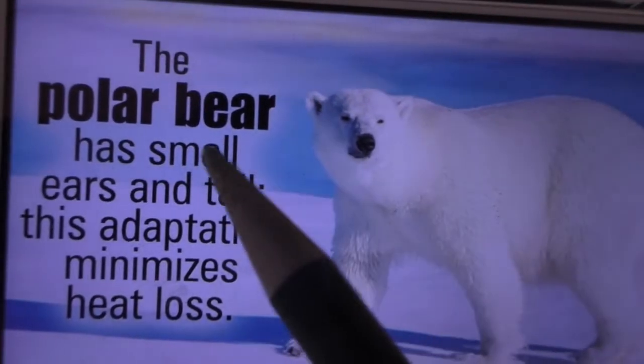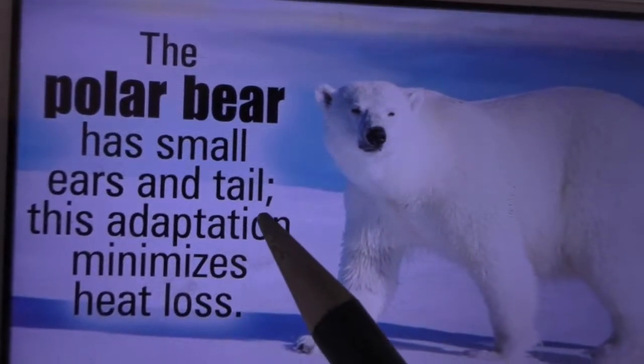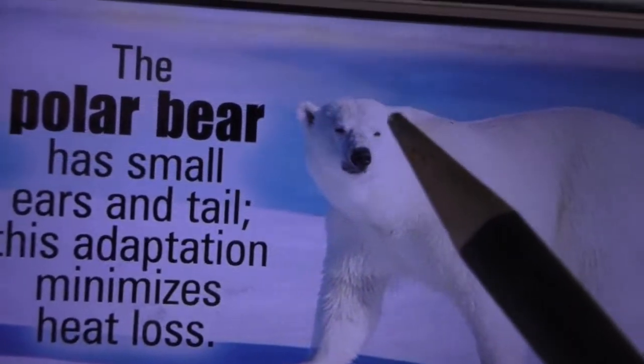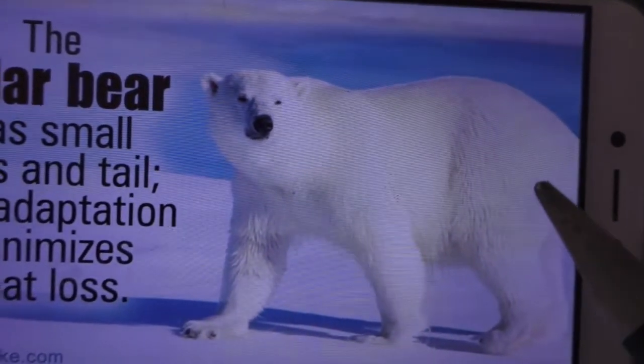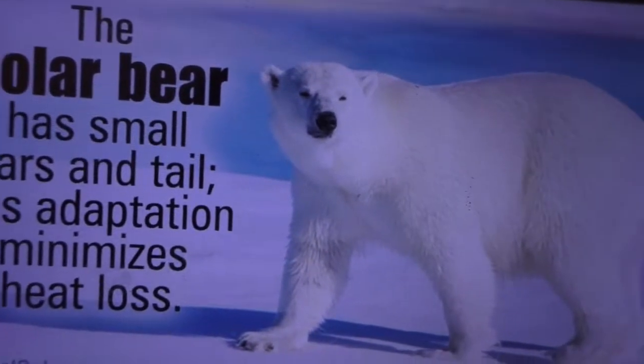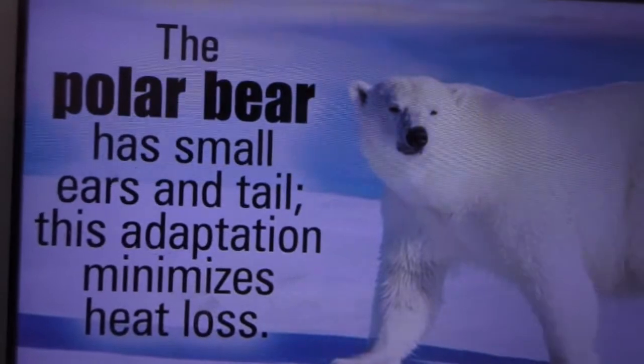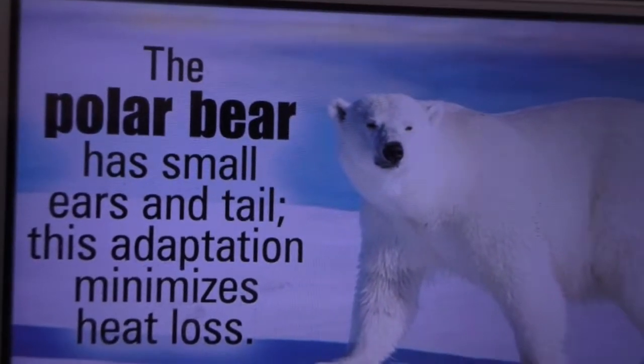Look children, the polar bear has small ears and tail. This adaptation minimizes heat loss. That means small ear and the tail is also very small. So loss of heat should not happen, that's why these are all small. Okay.